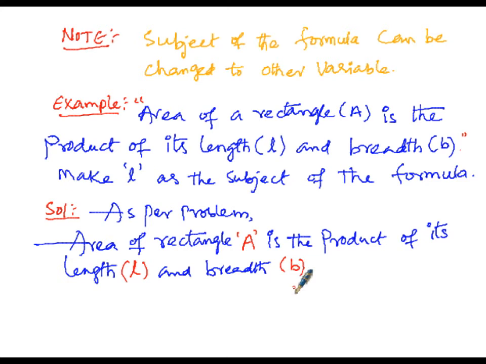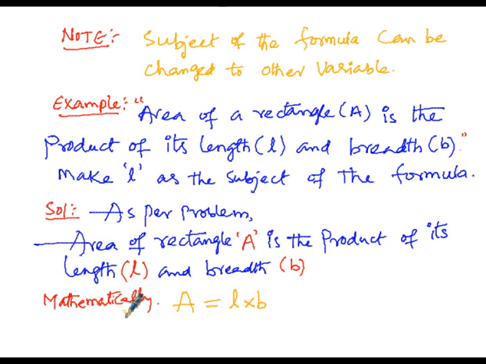So this is a statement which is given first in the problem, but mathematically we can show it by means of a formula. Area of a rectangle A is the product, that means A is equal to the product of its length, denoted by L, and its breadth, denoted by B. That means area of rectangle A is nothing but the product of length and breadth, given in mathematical form as A is equal to L into B.